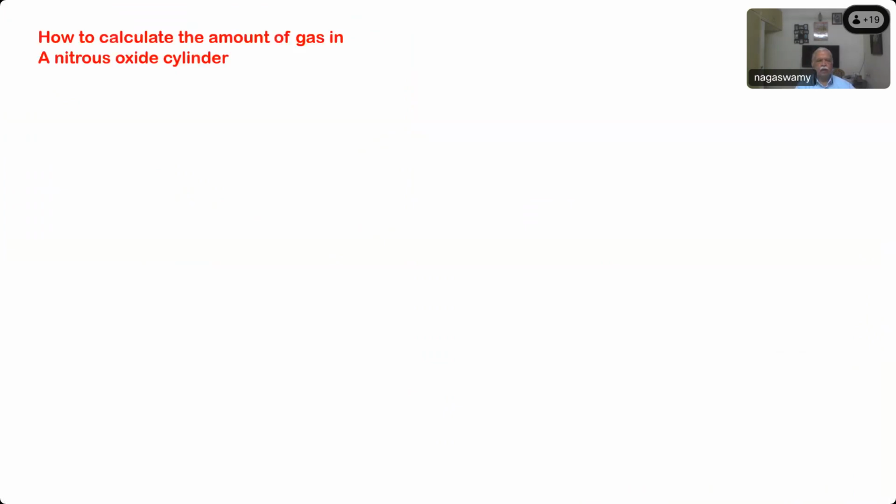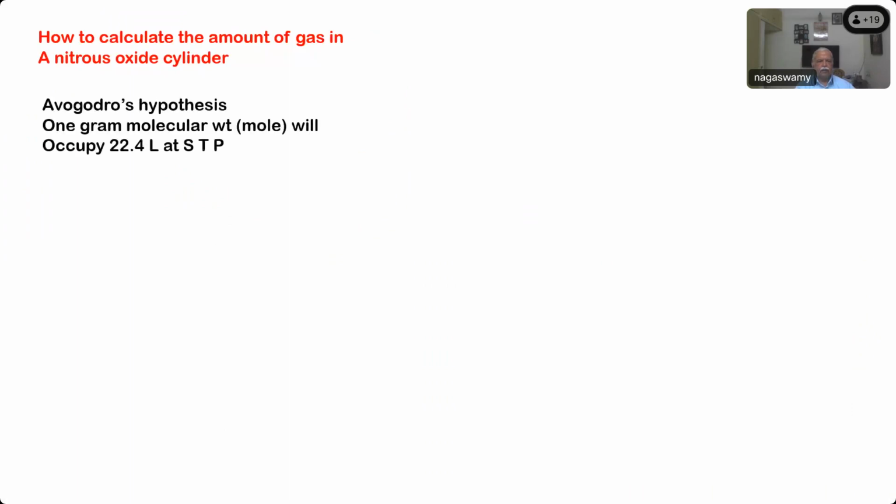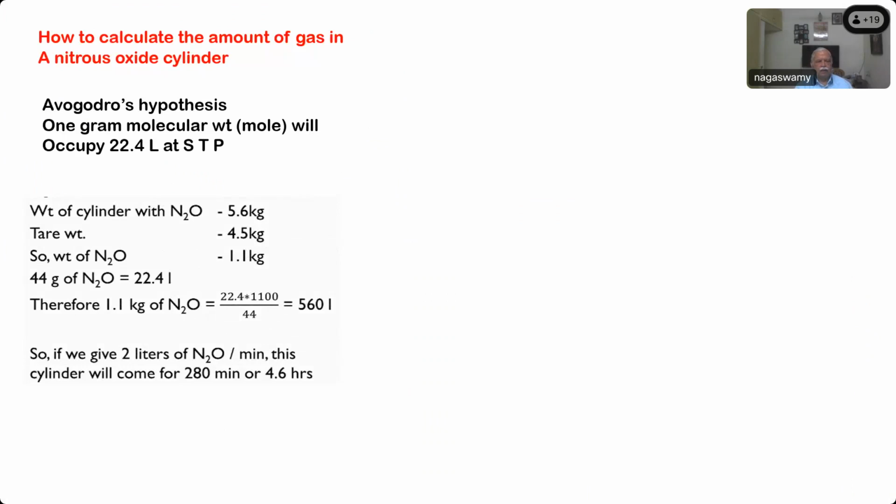So how to calculate the amount of gas in a nitrous oxide cylinder? The answer for that, you have to use what is called Avogadro's hypothesis. 1 gram molecular weight of a substance will occupy 22.4 liters at standard temperature and pressure. So the weight of a nitrous oxide cylinder is 5.6. What do you mean by tare weight? Weight of empty cylinder. Very good. So empty cylinder is about 4.5. With the nitrous oxide, it is 5.6. So the weight of the nitrous oxide is 1.1 kg.